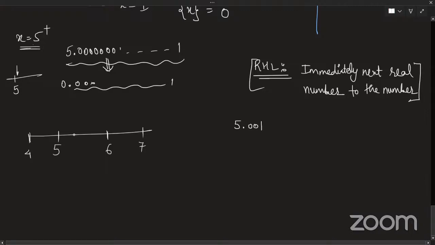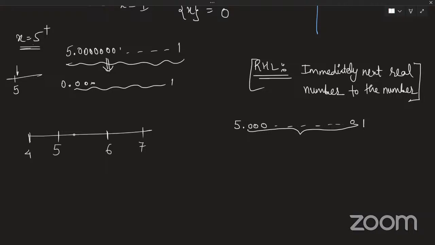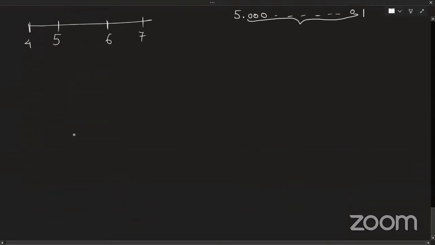No, sir. There will be many zeros, uncountable zeros, and then a 1, right? So what is the limiting value of this thing? We have discussed this. It will be 0. Yes, sir. Great.